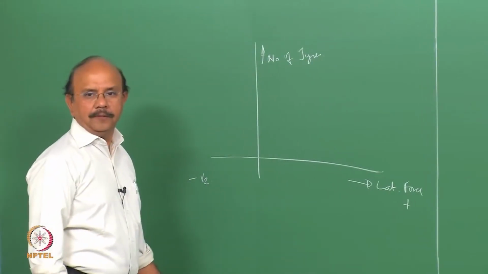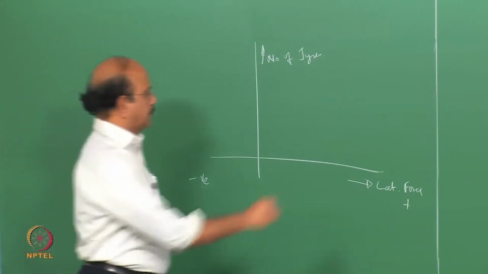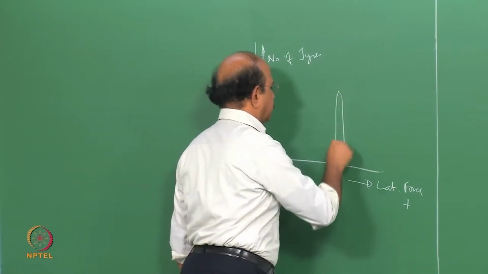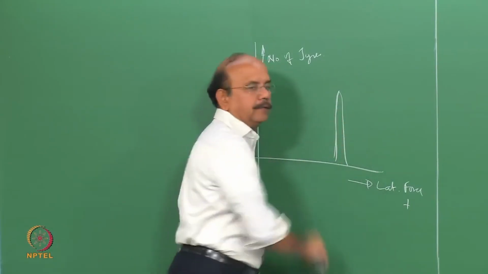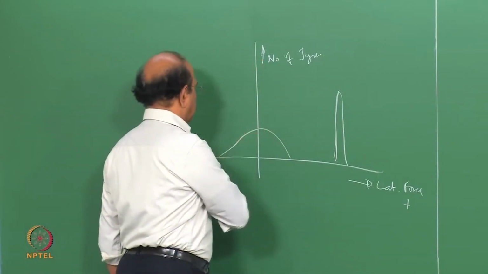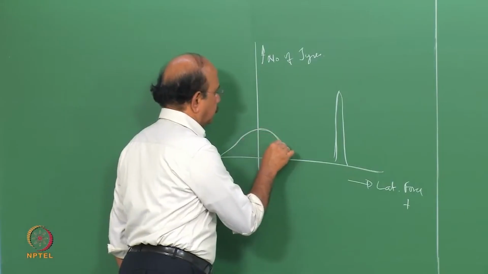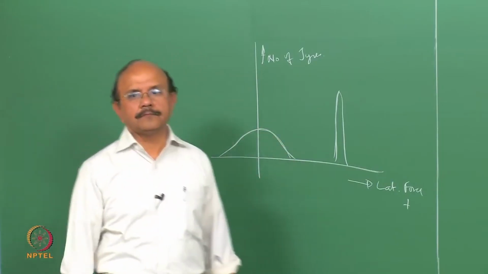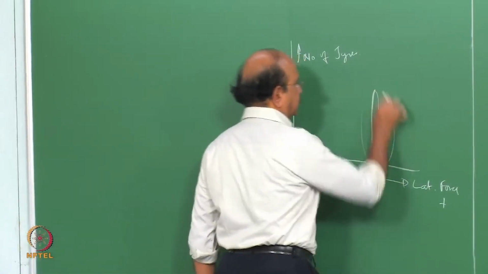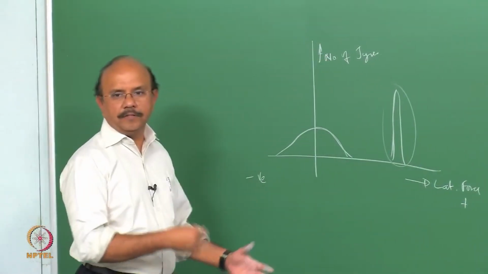What would happen is that, suppose I get a peak like this, a very pointed peak, or I get something like this. I have tires, and suppose I get a peak like this in the tires.